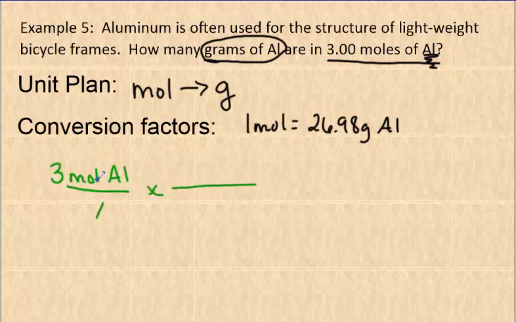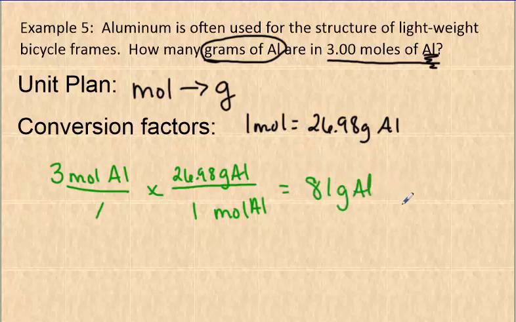Alright, so we need moles to cancel. So that's what we're going to put on the bottom of our fraction. And we are going to grams. We're looking specifically at aluminum. So 1 mole is 26.98 grams. Now you can round that to 27. That is perfectly acceptable. So when you do the math here, you do 3 times 26.98 and you get an answer of 81 grams of aluminum. Now notice I've rounded it and that's fine. Alright, let's look at our next example.